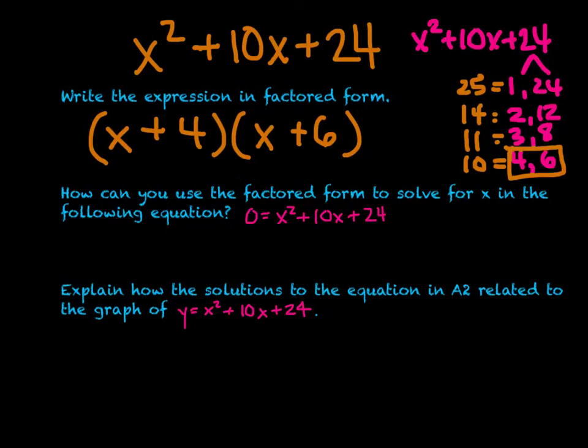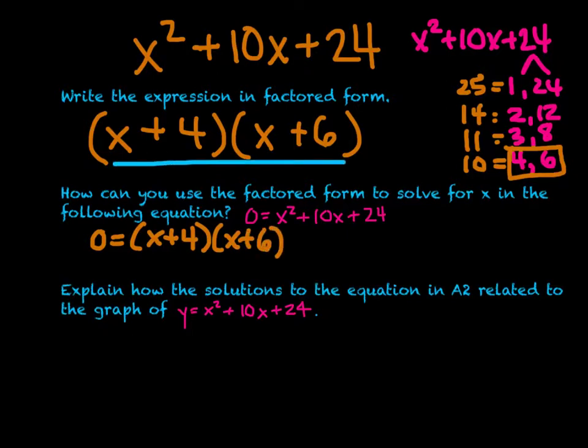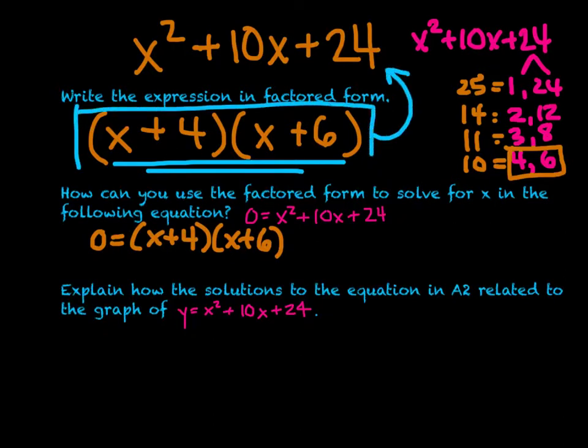How can we use this factored form of the equation to solve for x in the following equation? We now have 0 is equal to x squared plus 10x plus 24. So essentially a number times another number is going to get me 0. I can say that because I can rewrite this equation as 0 is equal to x plus 4 times x plus 6. We know that this form of this equation is equivalent to this one. So we can substitute this form into this pink equation down here.